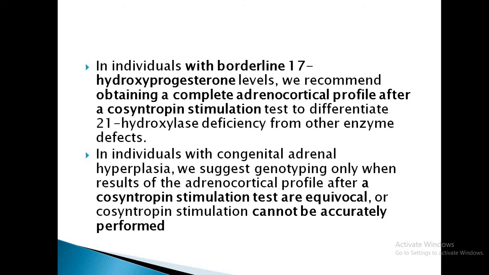So in people with CAH, genotyping is suggested only when the results of the adrenocortical profile after a cosyntropin stimulation test are equivocal, or the cosyntropin test cannot be performed in an accurate way. So that's only when you do the genotyping. Otherwise, you try to get the diagnosis with the cosyntropin test.